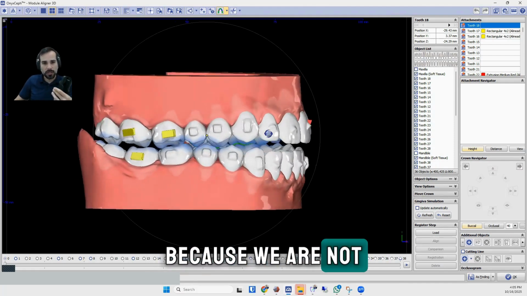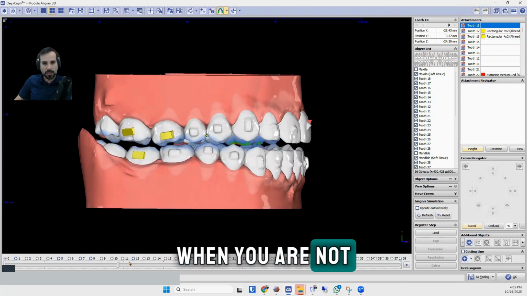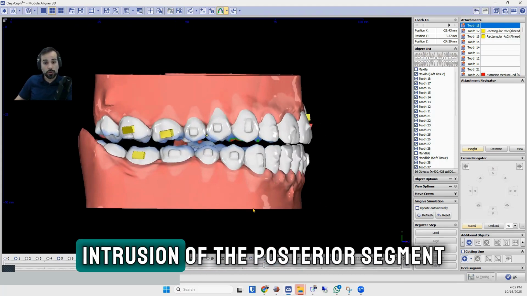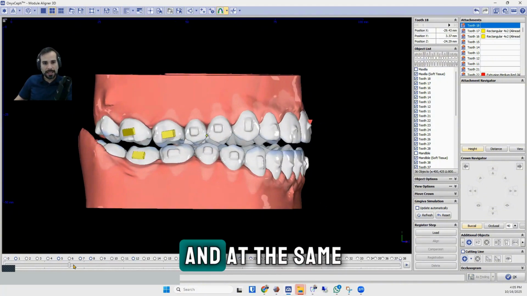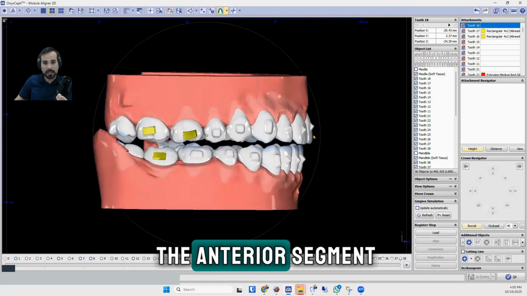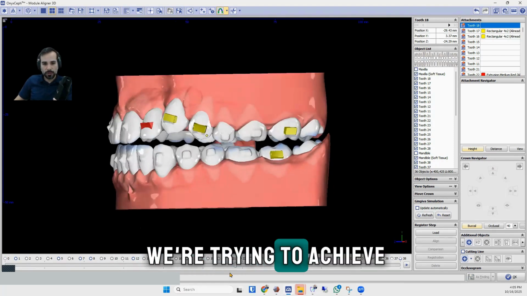intrusion, because we are not able to use stats in this case. And the best approach when you are not able to use stats is to plan a sequential intrusion of the posterior segment and at the same time an extrusion of the anterior segment. And as you can see, this is what we're trying to achieve.